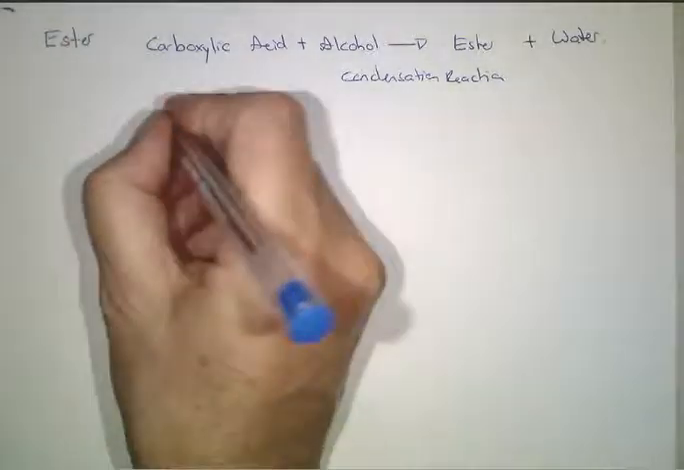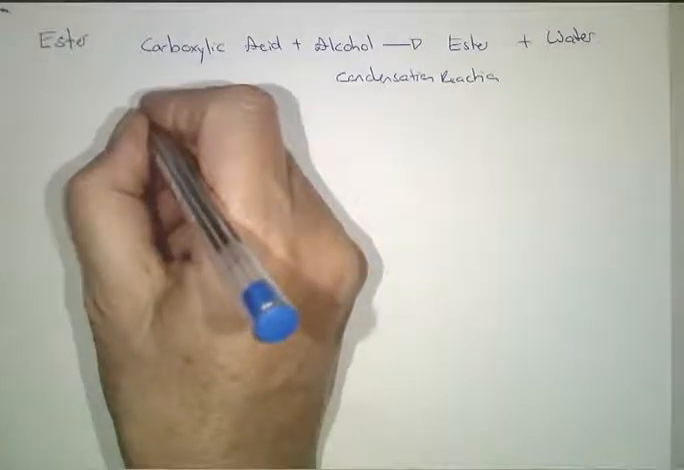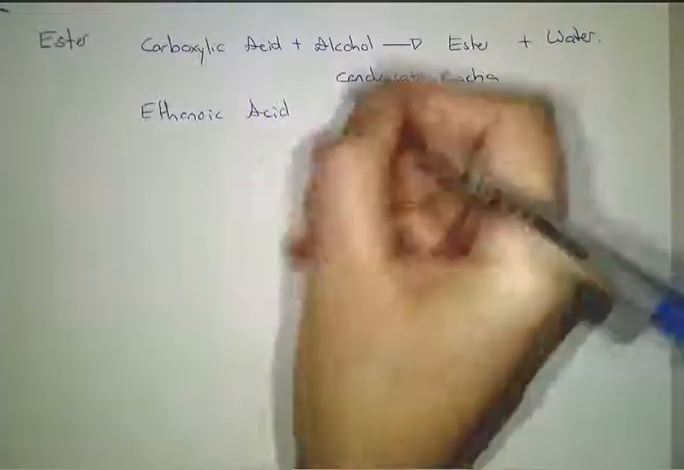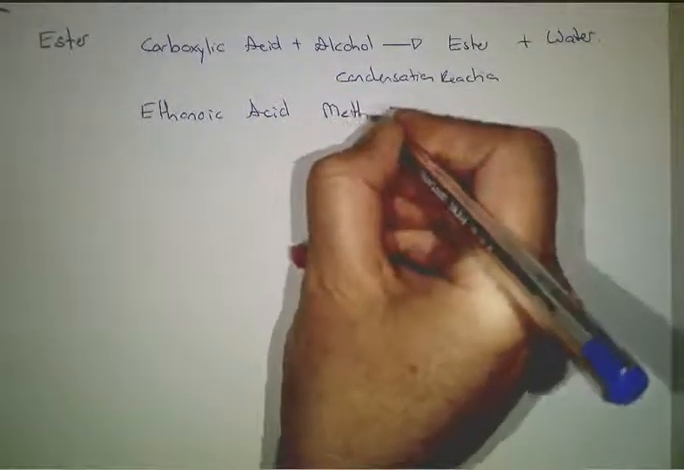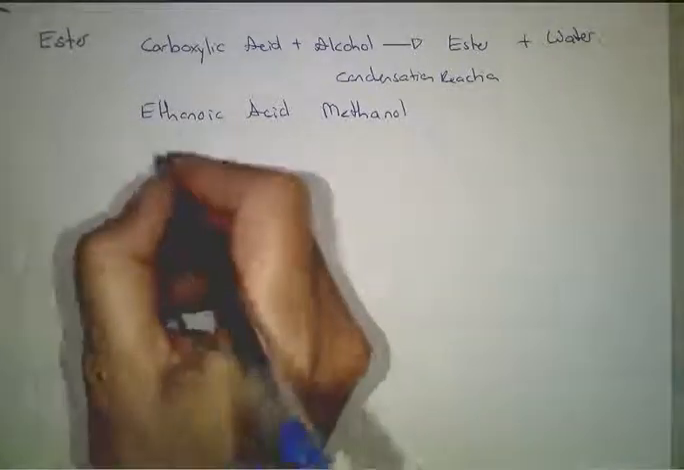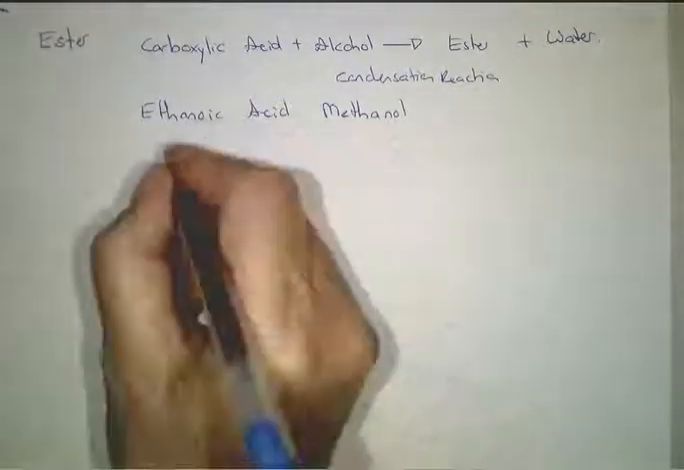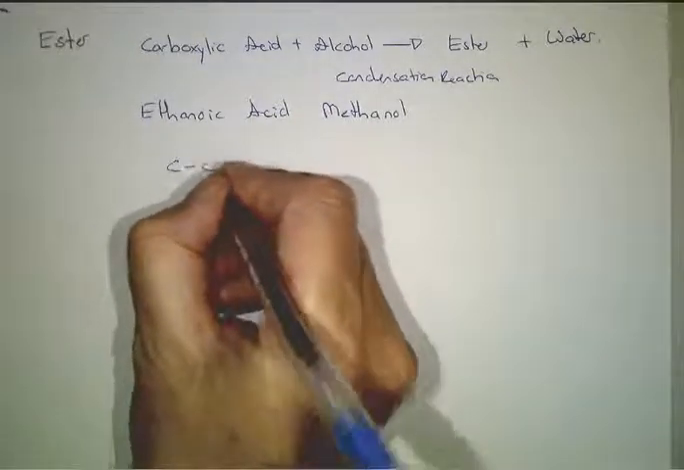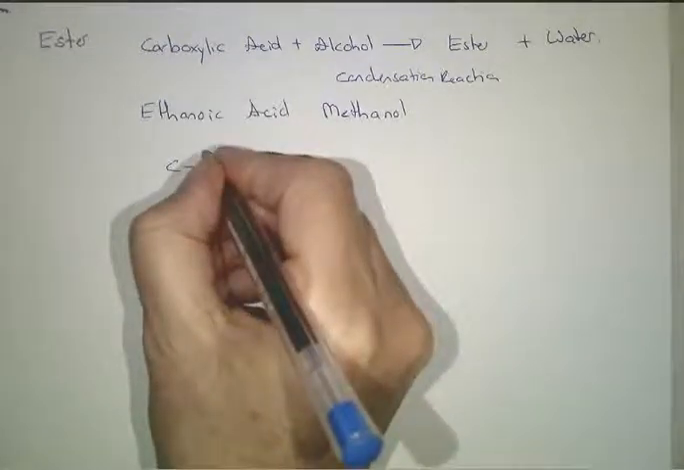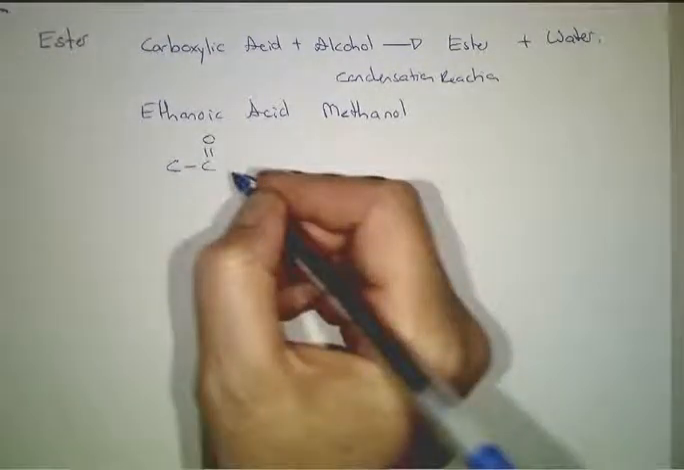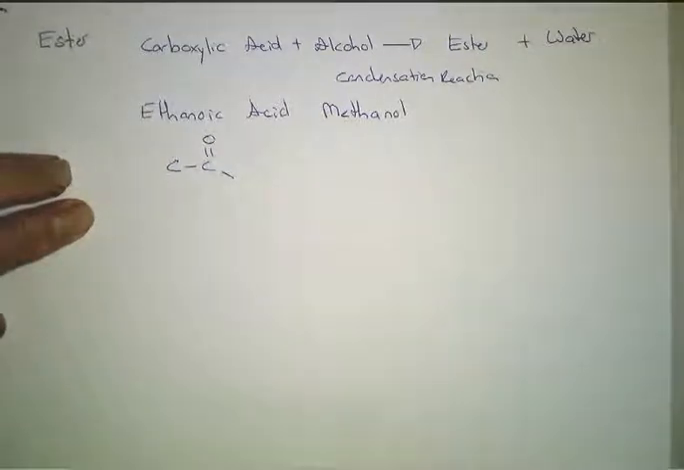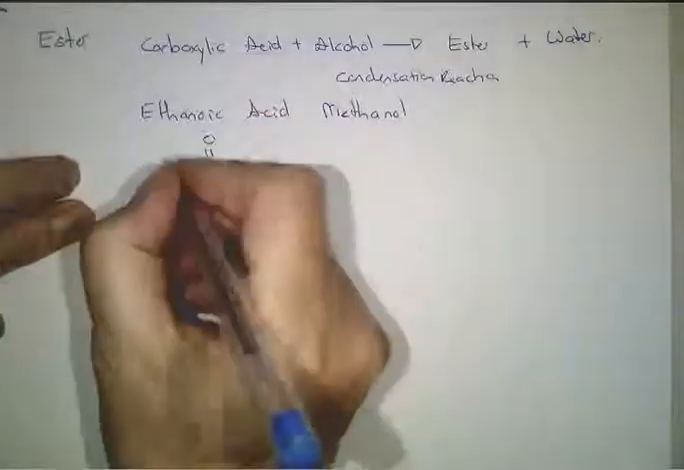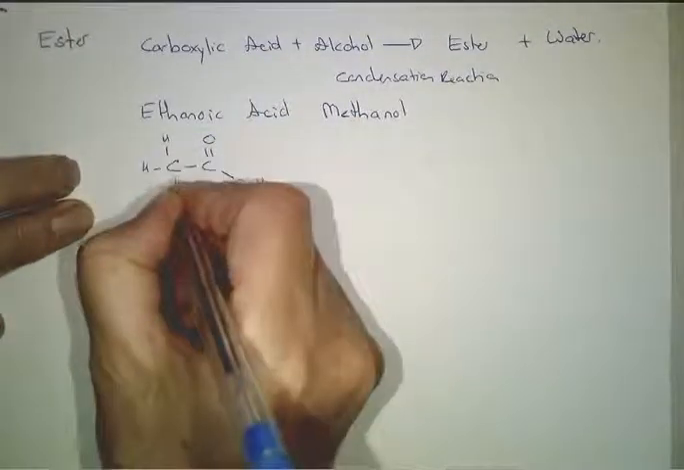Alright, so the carboxylic acid that we're going to use is ethanoic acid, and the alcohol that we're going to use is methanol. So I'm going to draw a structural formula for ethanoic acid. So eth means 2 carbons, and carboxylic acids have this functional group. So I'm going to write the part that's going to be reacting, in this case, in red.